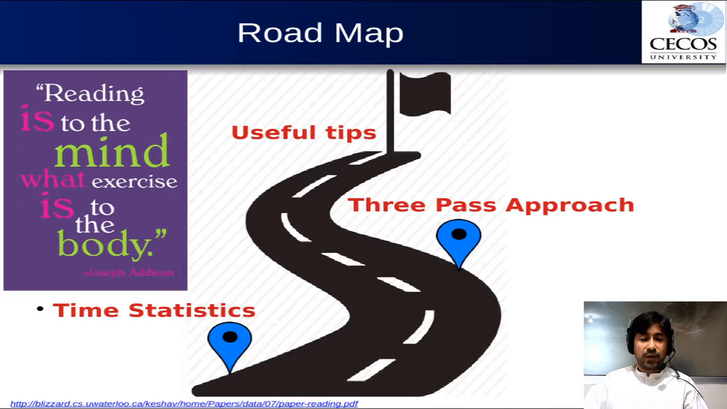Here is the roadmap for today's presentation. I will start with some time statistics. Here I will talk about how people around the world manage their time. Then I will talk about an approach which is very effective, and this approach is based on a research paper that has been published in a journal with the same name, How to Read a Paper. So this is a three steps approach which you can easily adopt while you start reading a research paper. And then finally I will give you some useful tips for reading a research paper.